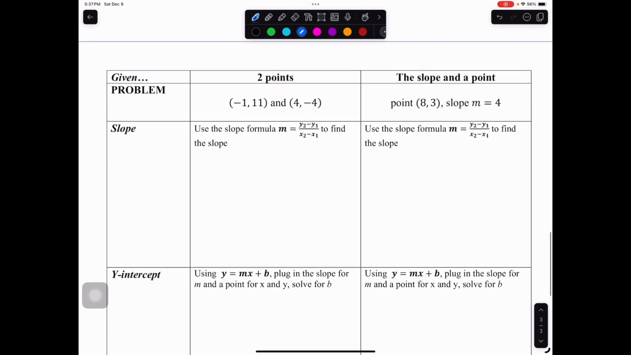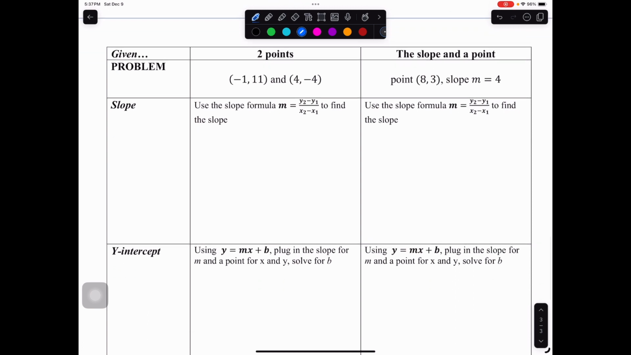So that's what to do with a graph where things are clearly identified and a graph where you can use 2 points to find the slope, but you can't find the y-intercept. Our last 2 scenarios here are going to be no graph at all, and we're going to talk about 2 points versus the slope and a point. So let's go over 2 points.